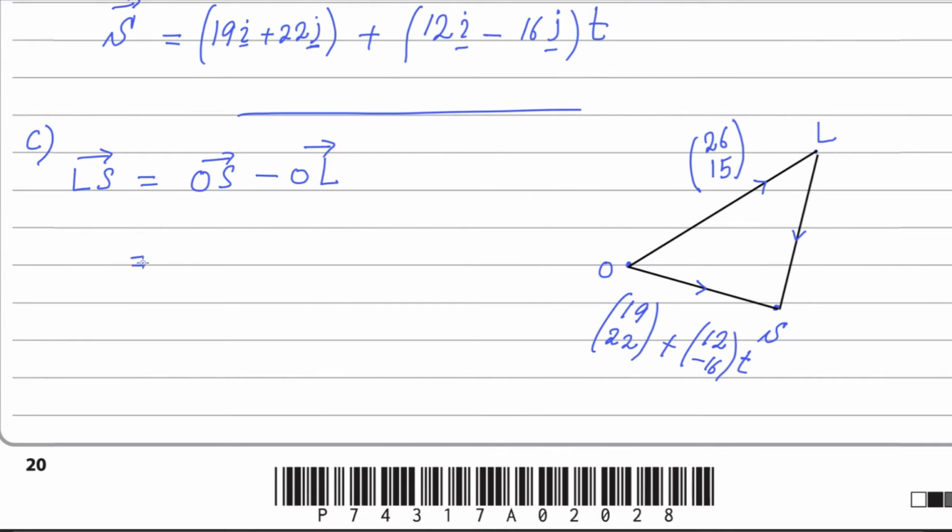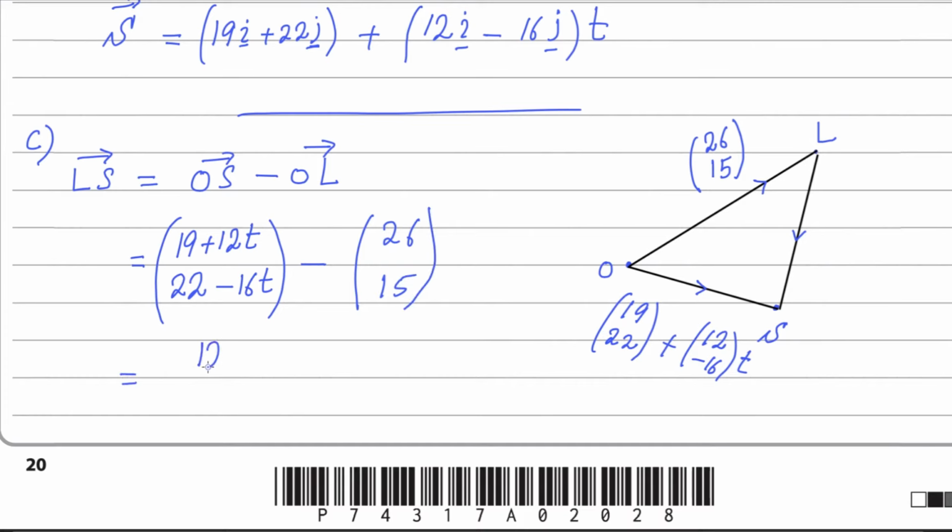So OS is, better you combine them, 19 plus 12t i, and here 22 minus 16t j, minus OL, that is 26 and 15. Now solving, 19 minus 26 is negative 7, so it will be 12t minus 7. And from here, 22 minus 15 is 7, so it will be 7 minus 16t. So this is the vector LS.